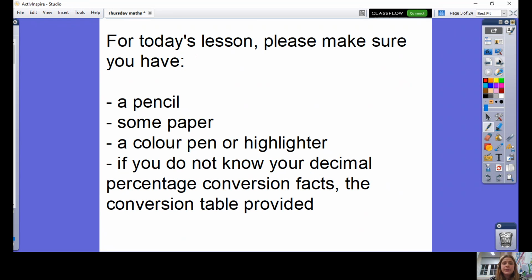If you do not know those facts off by heart, please make sure when you're getting your resources ready for today's lesson, you have your fraction percentage conversion chart that's on the morning sheet. So quickly open that now and use it throughout today's lesson so that you can be successful with your learning. You will need that as well as your pencil, paper and a coloured pen for marking.